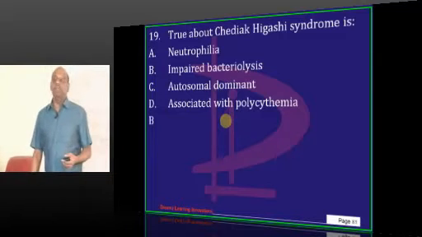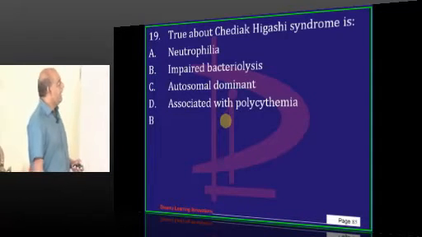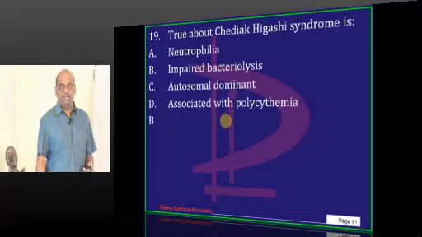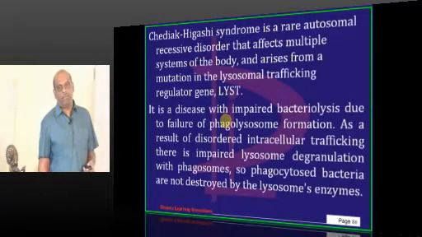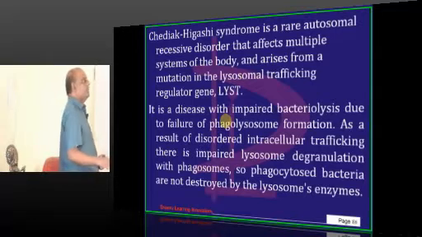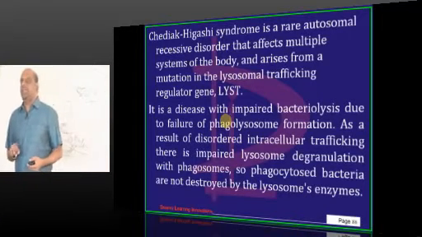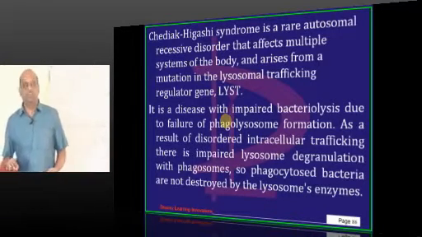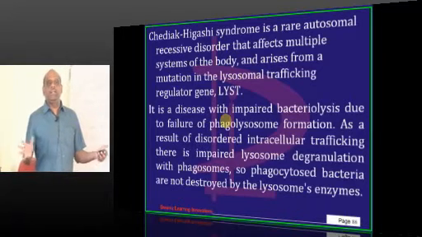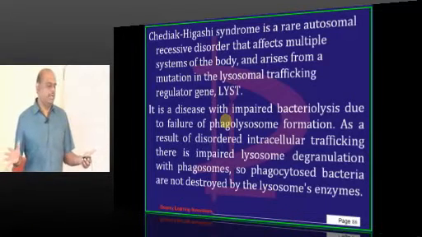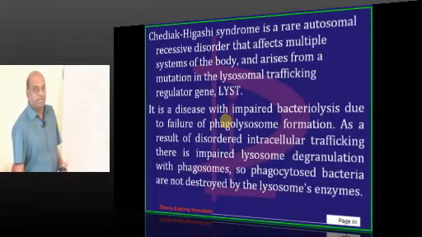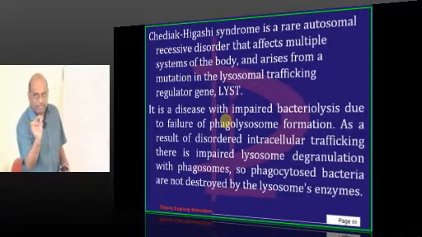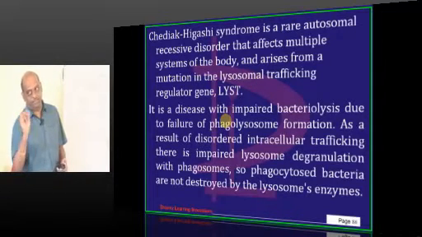Chediak-Higashi is an autosomal recessive disorder, and basically there is impaired lysis of bacteria in Chediak-Higashi, is what you need to remember. So chronic granulomatous disease, Chediak-Higashi, Job syndrome, totally 6 primary immune deficiency disorders. Favorite question of the examiner, in the microbiology textbook there will be 2 pages, you have to read.